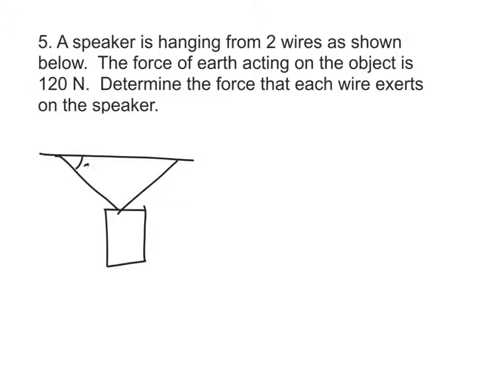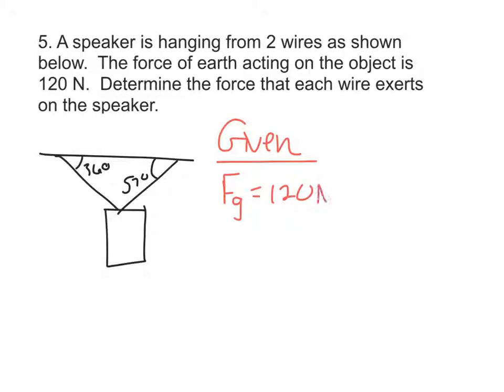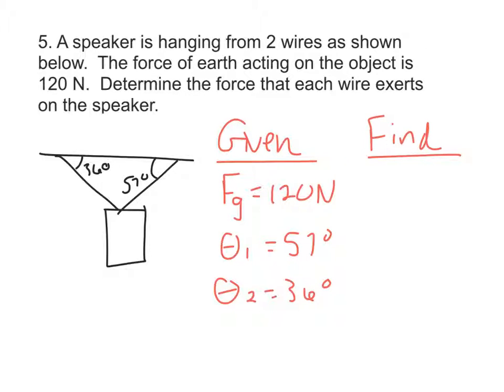And it does give us 2 angles. This is 36 degrees and that one is 57 degrees. So listing what we are given. We know that the force Earth is exerting on the object is its weight, so Fg is equal to 120 newtons. We're given 2 angles, so theta 1 we'll say is 57 degrees, and theta 2 is 36 degrees. Does not matter which one is 1 and which one is 2. And what we're looking for is the force each wire exerts on the speaker. Force from a wire would be a tension force, so we're looking for Ft1 and Ft2.